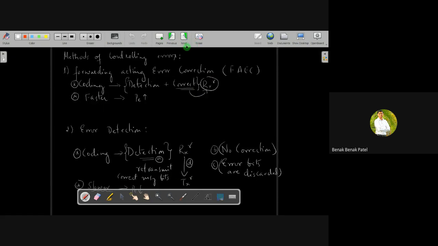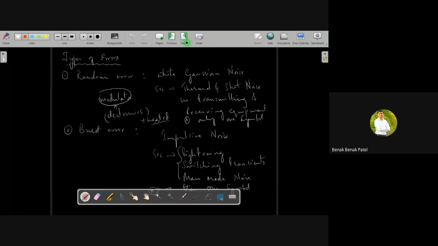And here we got to know about the two methods used for controlling errors. One is forward acting error correction, where both error detection and correction will be done at the receiver end. This is relatively faster, but the probability of error is higher. The other method is error detection, where only error detection will be done at the receiver end. If any error is caught, the message will be discarded, and we will ask the transmitter to retransmit the correct message. This scheme is slower compared to forward acting error correction, but the probability of error is relatively less.